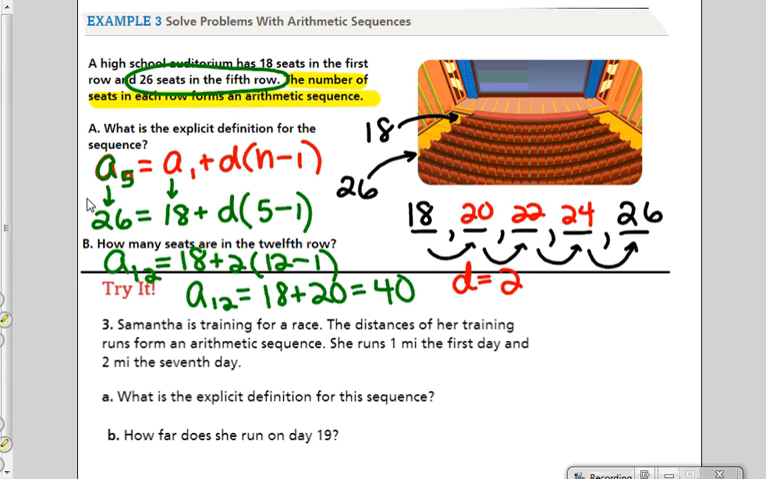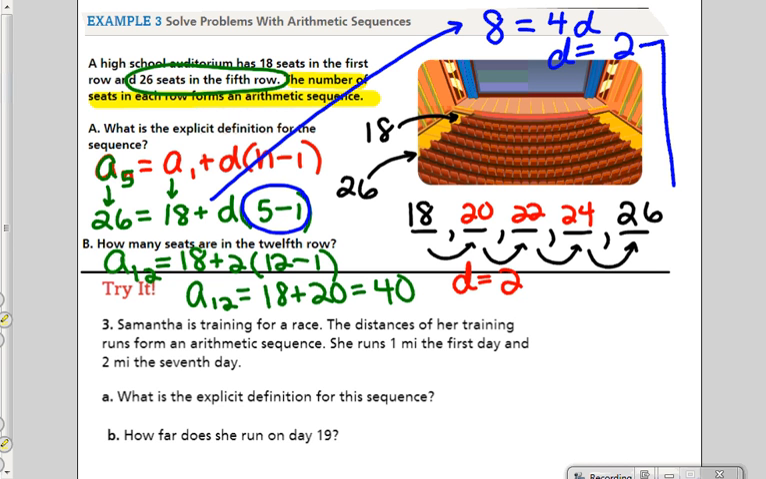So as you can see here, you would do 5 minus 1, which is what? 4. So let me take a little arrow here, and we'll go way up here. And we're going to take away 18 from both sides. What happens when you take away 18 from both sides? What do you get on the left? Say it loud. 8. Good. That's 8 equals, what was this again? 4. And if 8 equals 4D, what does D have to be? 2. So that's a nice way of finding the common difference, in case you can't just figure it out in your head. All right?